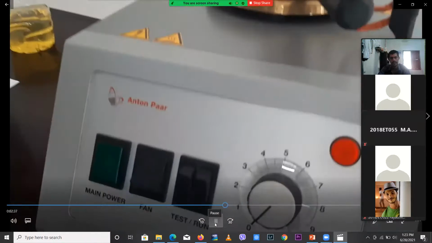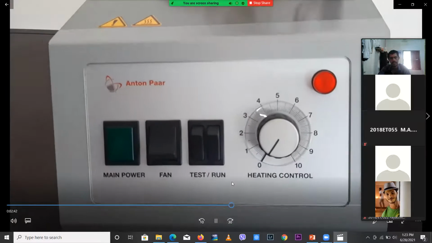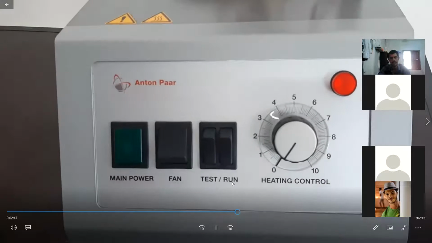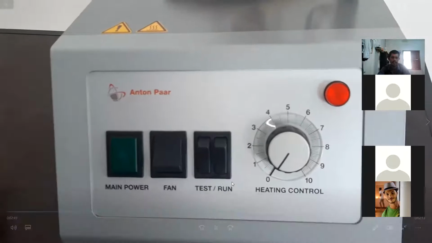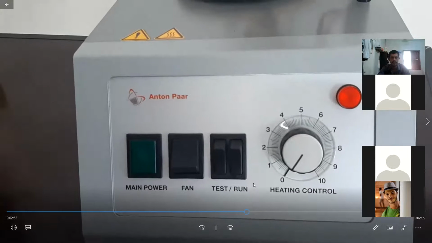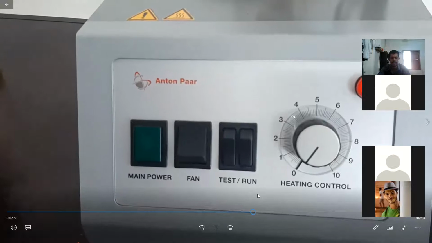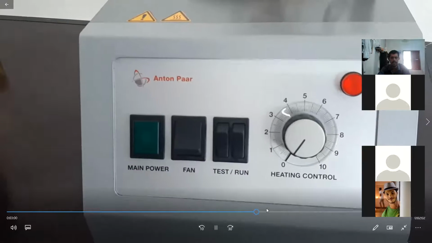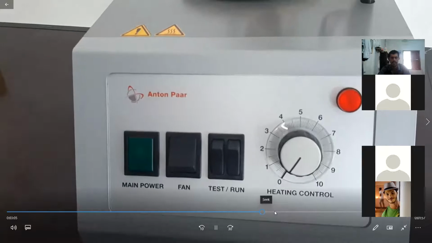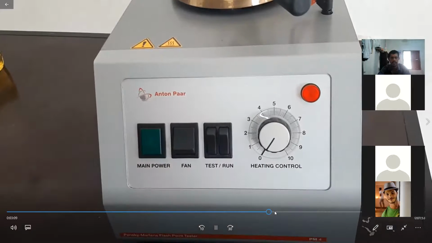But here we are going to test the petrol, and for this fuel the flash point is lower than the room temperature. So we couldn't find this flash point. Our atmosphere temperature is more than the flash point, so we will check whether it reaches higher than the flash point or not.